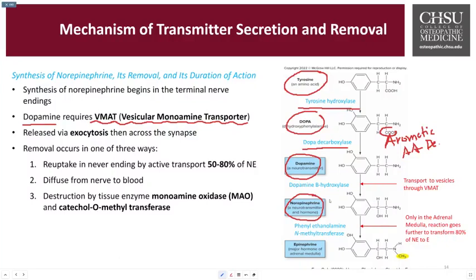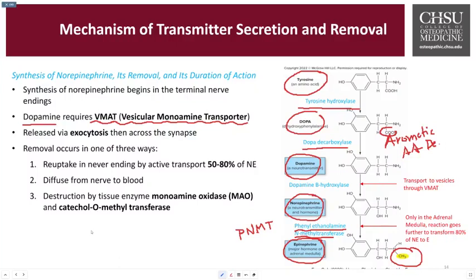In the adrenal medulla, this reaction goes one step further. The norepinephrine can be converted into epinephrine, the hormone inside the adrenal medulla. Roughly 80% of norepinephrine gets converted to epinephrine in the adrenal medulla. The enzyme that catalyzes this reaction is called phenylethanolamine N-methyltransferase, PNMT for short, and this enzyme attaches a methyl group onto that nitrogenous side chain.